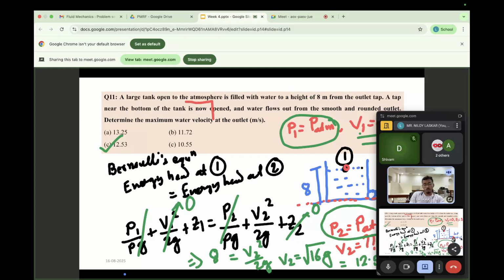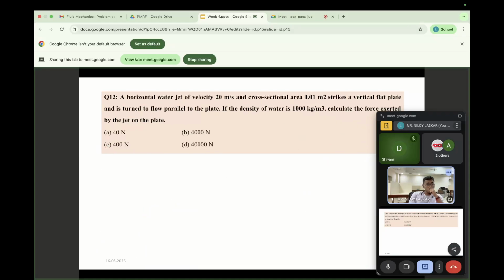So now I am moving to this next question. In this question, what is asked? A horizontal water jet of given velocity, and cross section of 0.01 meter square, that is meter square here, not m2, it is meter square, strikes a vertical flat plate and is turned to flow parallel to the plate. If the density of water is 1000 kg per meter cube, calculate the force exerted by the jet on the plate.